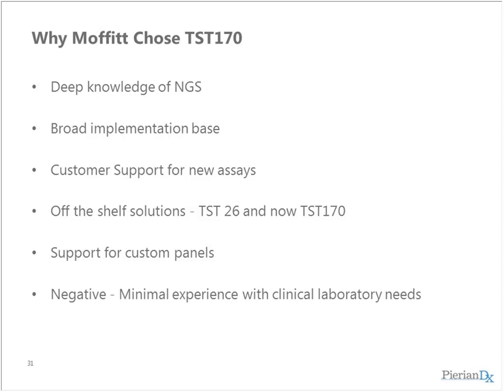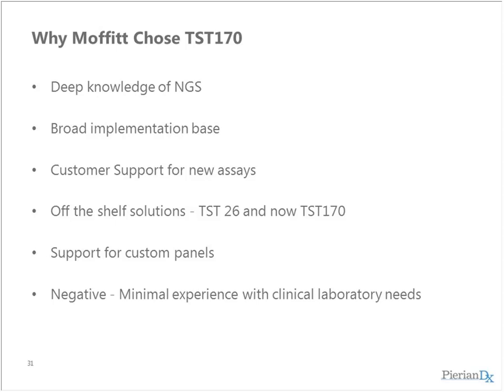We believe that there's a very broad implementation base of users and that many other users will also use this panel. We've previously used their off-the-shelf TST-26, their heme panel, and other solutions from them, and we were impressed with the quality of those products in the past, and that gave us more confidence moving towards TST-170.